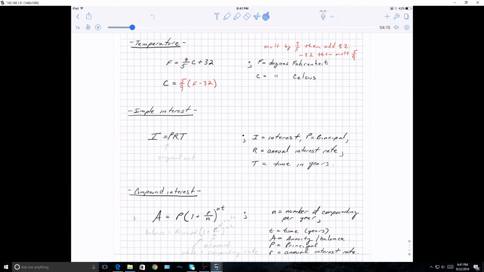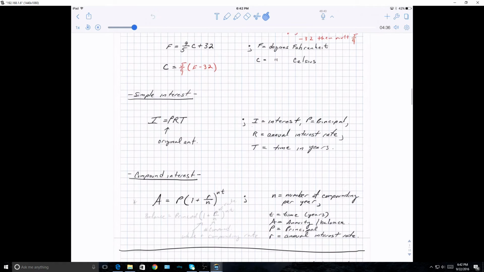Okay, so all the first temperature model does is a conversion between the Fahrenheit and Celsius scales. Simple interest is just that the interest is equal to the principal times the rate times the time, where the principal is the original amount, R is the rate, and T is time, and that's in years.